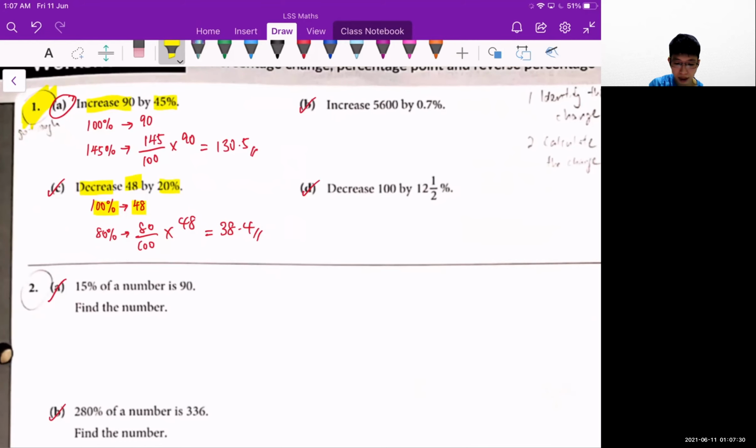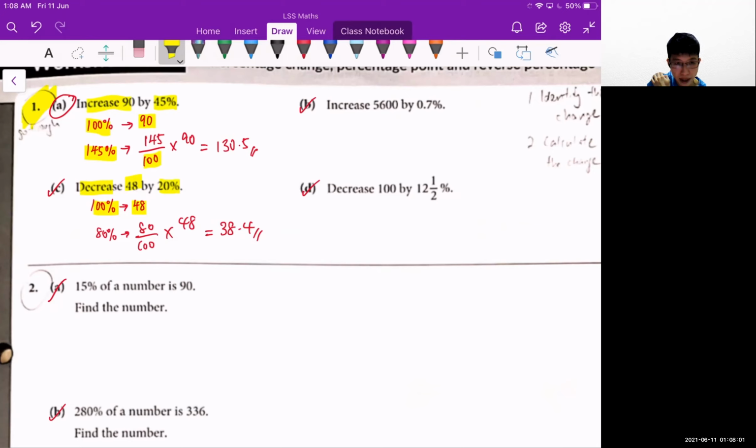What does it mean? It means we are treating 100% as 90. So 90 is 100%. And now I increase by 45%. So what does it mean? It means 100 plus 45, so I get 145%. So now I want to find out what is 145%. So my base will be 100, which is my original value.